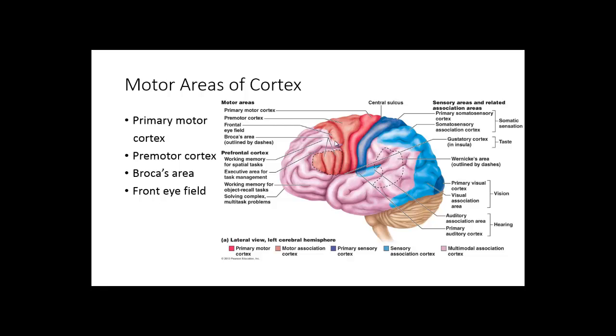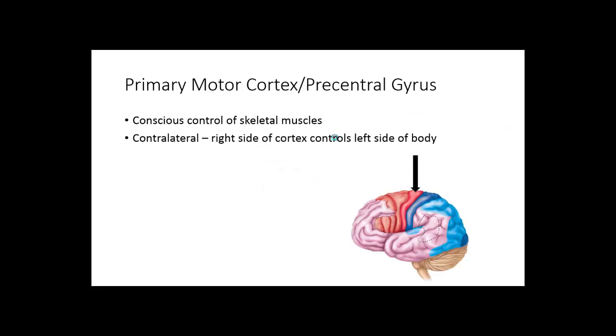In the frontal eye field are voluntary eye movements. For example, if you choose to look at something or choose not to look at something, that motor response begins in the frontal eye field portion of the frontal lobe. So again, we talked about the precentral gyrus as voluntary control of skeletal muscles. Again, the left side of the brain controls the right side of the body.